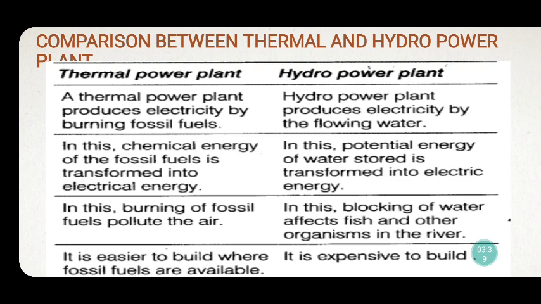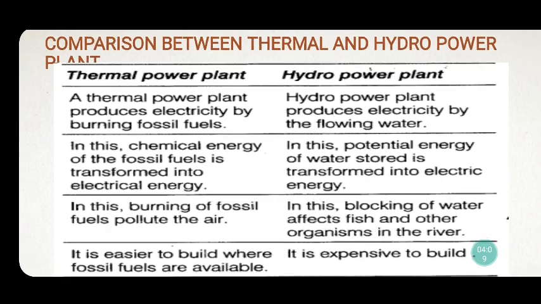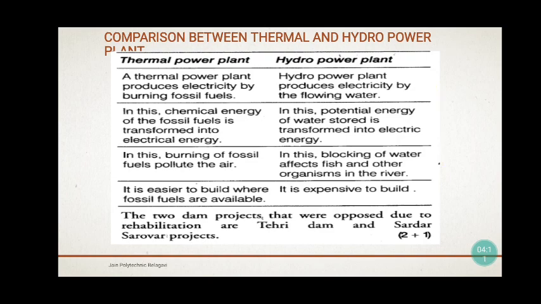the thermal power plant, okay, running cost is more because continuously you are burning the coal, you are burning the fuel to generate electricity, to generate heat. So the running cost of thermal power plant is more, but the running cost of hydro power plant is almost zero. Then it is easier to build where fossil fuels are available. Means the thermal power plant is constructed where coal is available, and the hydro power plant is constructed where water is available in sufficient quantity.